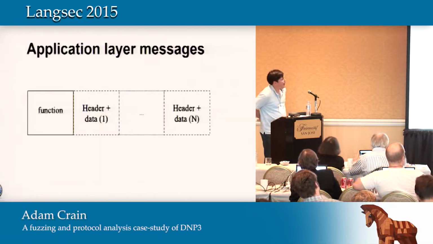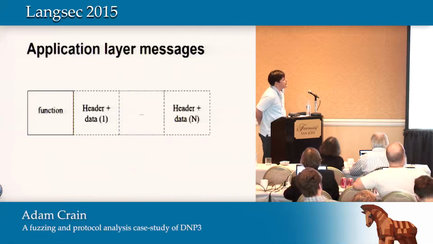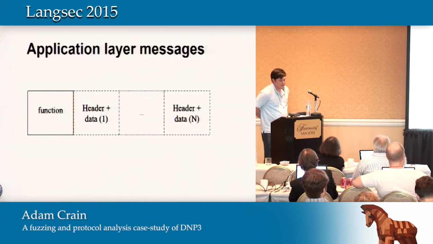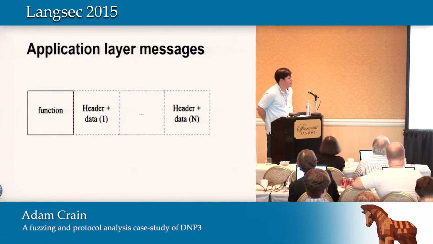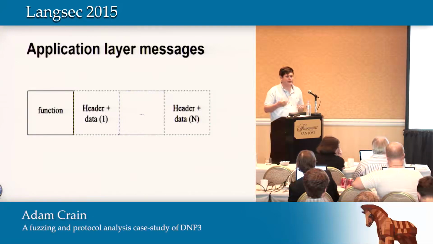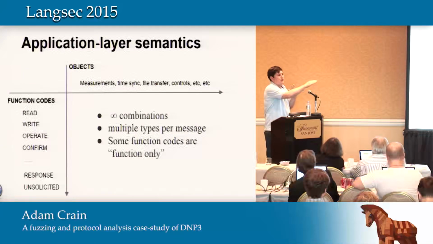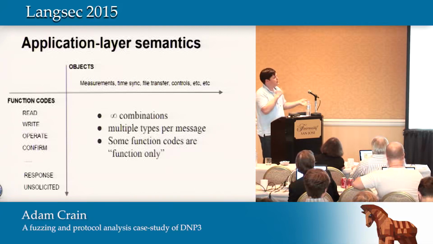So at a very high level, application layer messages look like this in DNP3. You've got a function code, and then you have 0 or more object headers that follow. And the encoding of this is highly irregular and depends on the different types of header types that you have there. And then the semantics of the messages themselves are really a combination of function codes and objects. And the spec says which you're allowed, but it places no limitations on all the different permutations of objects that you can pair with function codes.